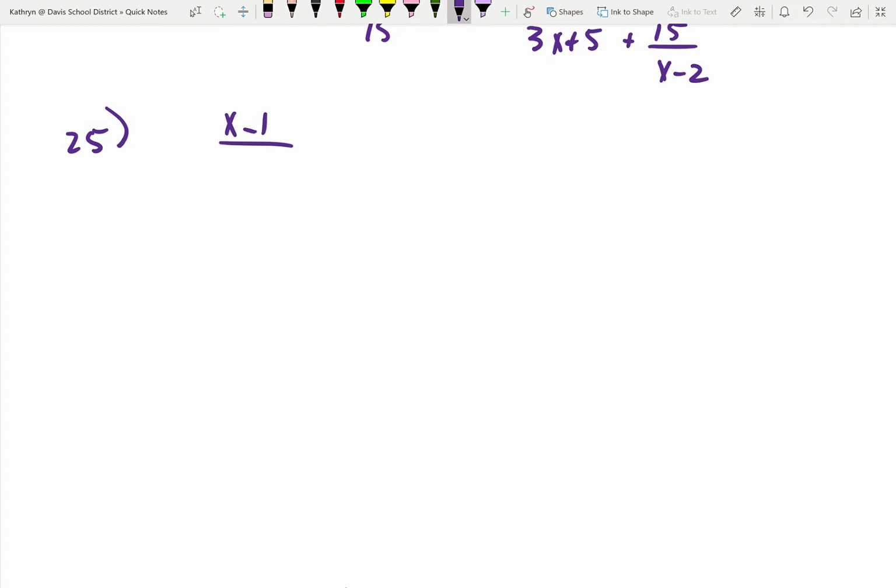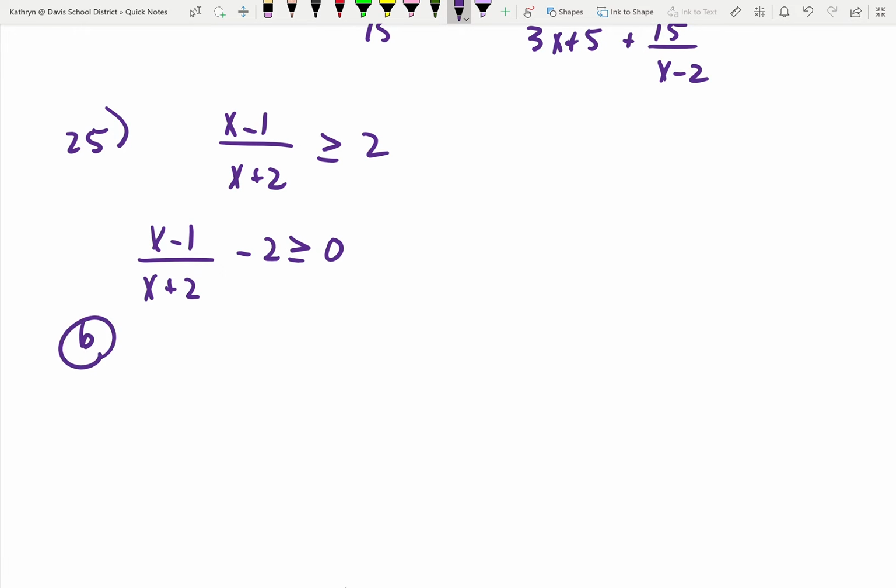Okay, so you have this, and they want to know the correct first step. Well, this is a critical numbers type 2, and critical numbers type 2, step 1 is to set it equal to 0. So it's (x minus 1) over (x plus 2), subtract 2, is greater than or equal to 0. So look at the options, and that is option B. The other one, they cross multiplied, which you cannot do, and that's it.